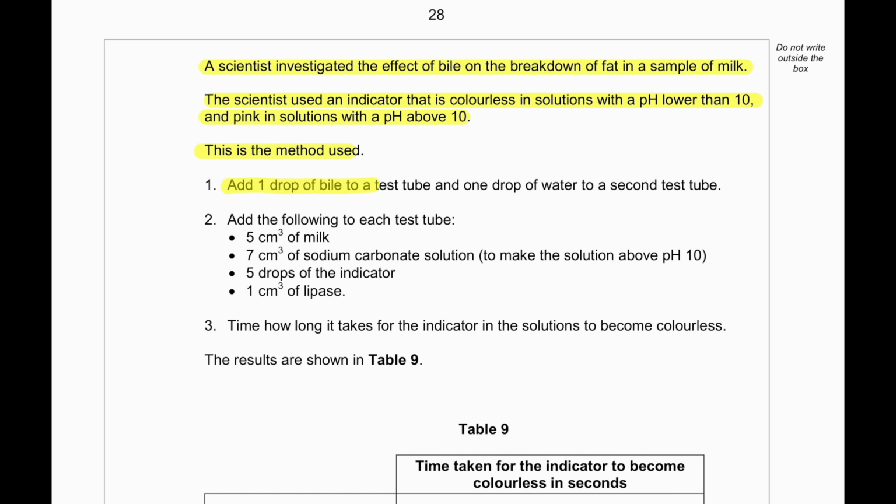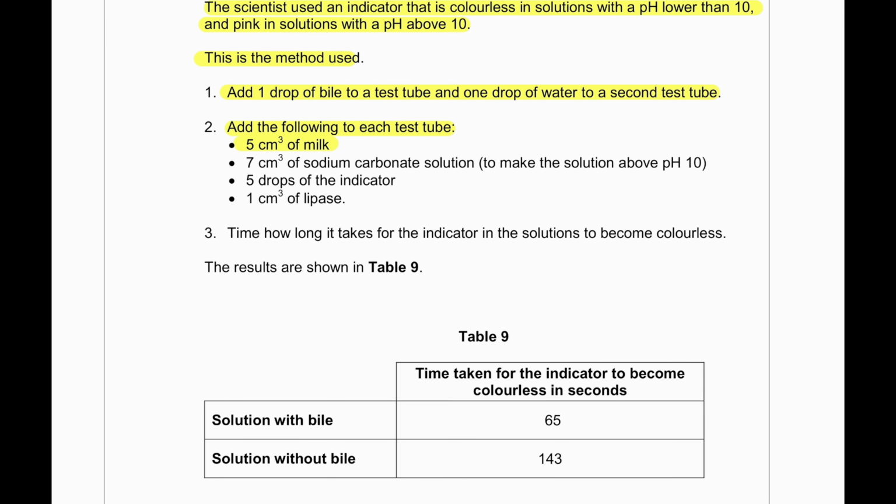Add 1 drop of the bile to the test tube and 1 drop of water to a second test tube. Add the following to each test tube: 5 cm cube of milk followed by 7 cm cube sodium carbonate solution to make the pH above 10, and then 5 drops of the indicator and 1 cm cube of lipase. Time how long it takes for the indicator in the solution to become colorless.